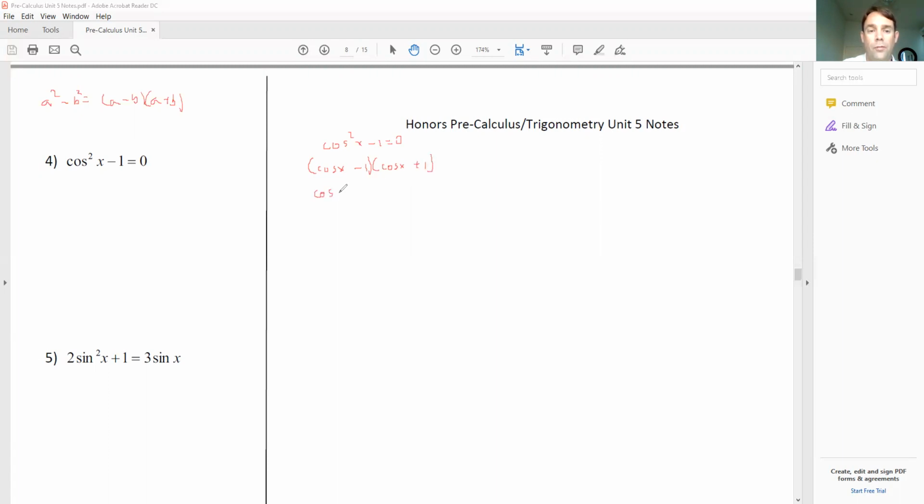So we set them equal to 0. So cosine x is 1. Cosine x plus 1 equals 0. So that means cosine x equals a negative 1. All right, so here we go. Got to graph it here. When is cosine positive 1? Let's see here. Positive 1, that's going to be right here. Negative 1 will be right here. So that's at 0. And this is at pi.